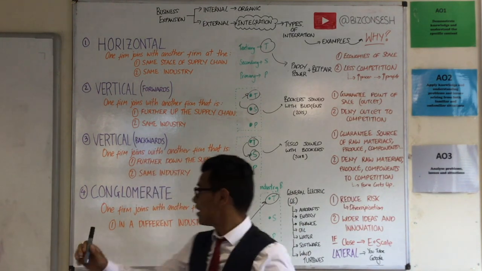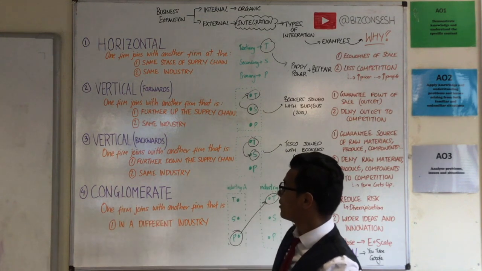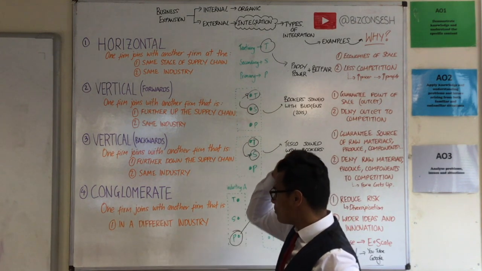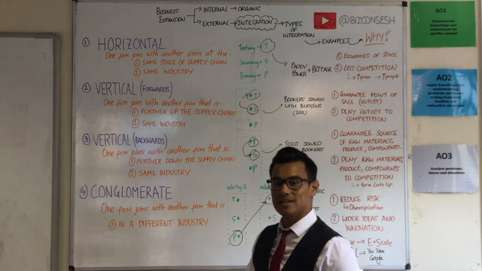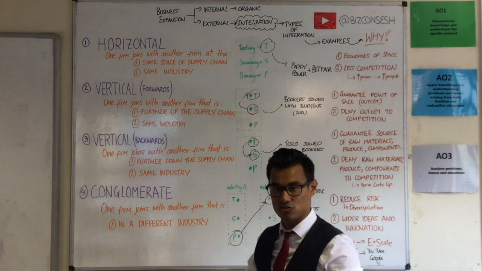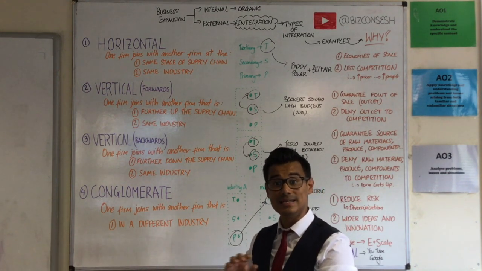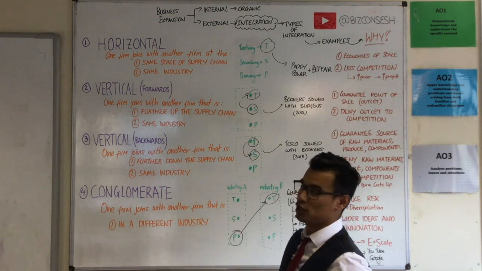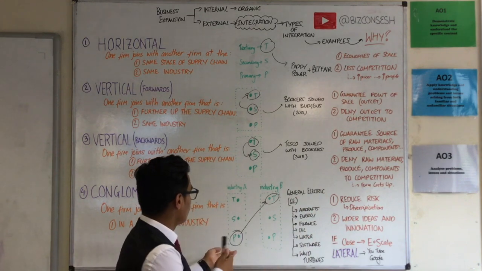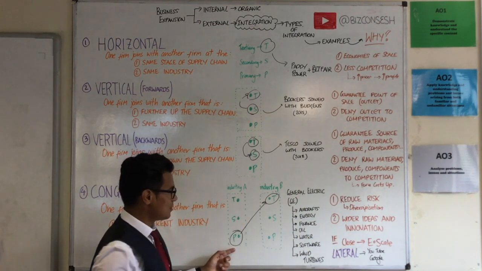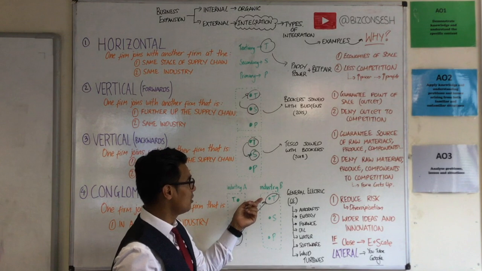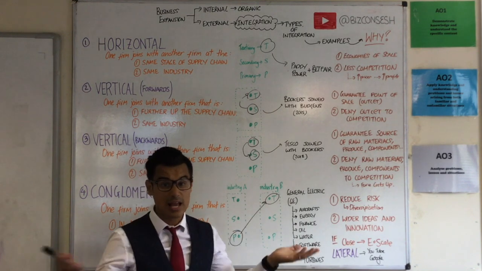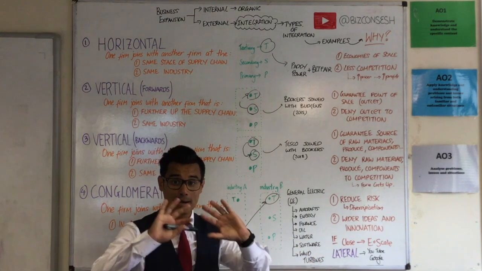And finally, there is conglomerate integration, which is when one firm joins with another firm that is in a completely different industry, and it could also be in a completely different phase of the supply chain. So it could be the primary, the secondary, or the tertiary. In my example on the board, I've got someone in industry A, in the primary sector, actually merging with someone in the tertiary sector in industry B. To be honest, it can be anything as long as it's completely different.